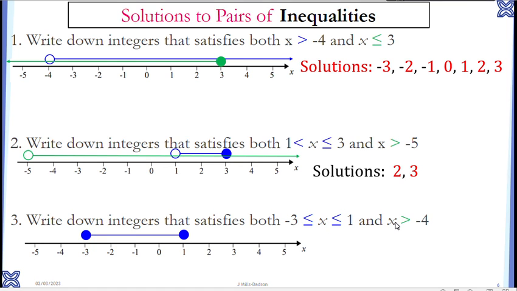Now for the second one, the inequality more than -4, not shaded on -4. They overlap from -3 to 1, and they are both shaded, so the answers will be from -3 all the way to 1. So that brings us to the end of Introduction to Inequalities.